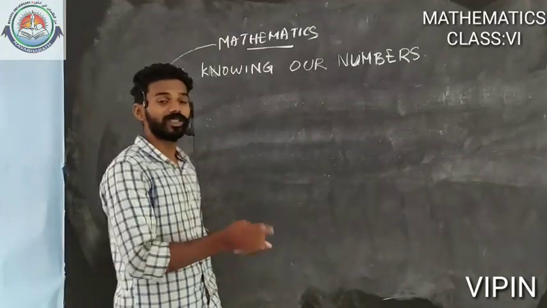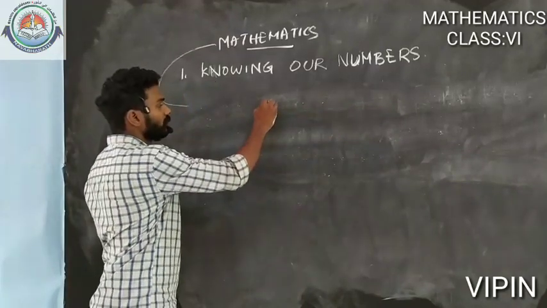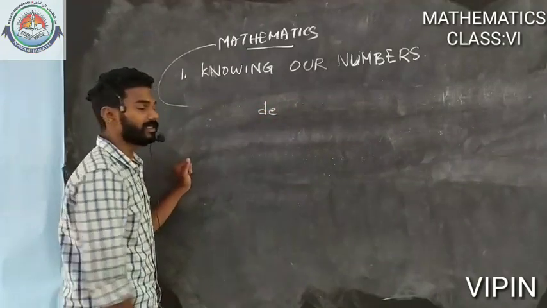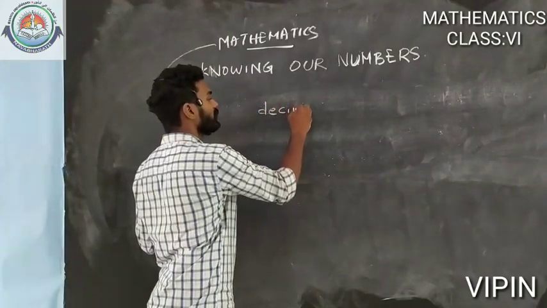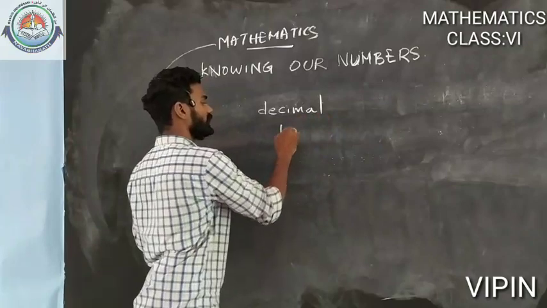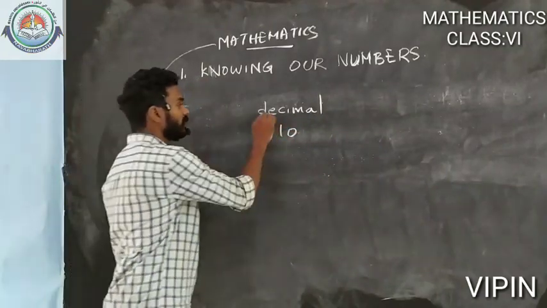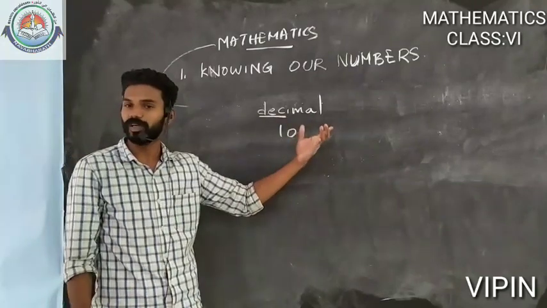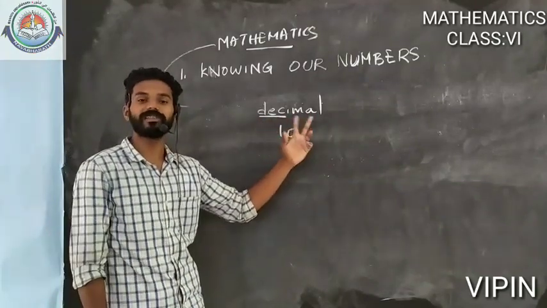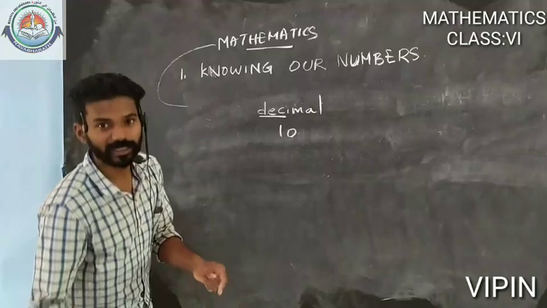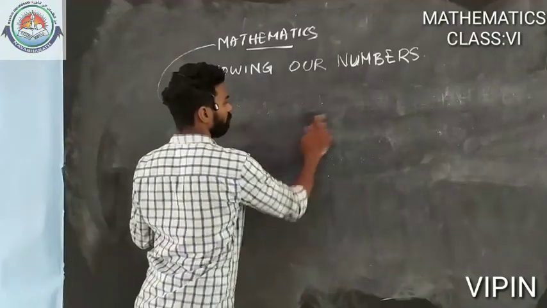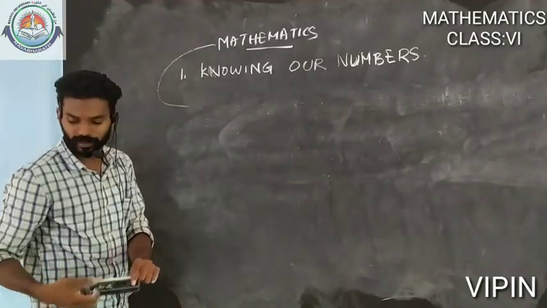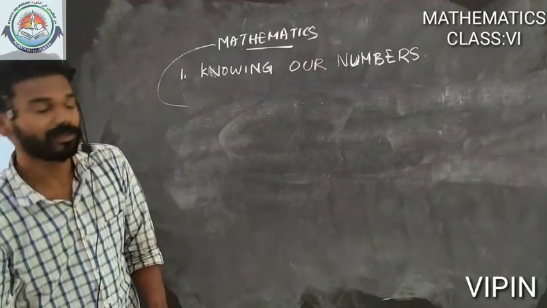Why is it called decimal system? It is called decimal system because it uses how many digits or symbols? It uses 10 symbols. The word deci means 10. So using 10 symbols, that's why the name decimal system. Is that clear? I hope all of you are clear. So we are going to the next topics.